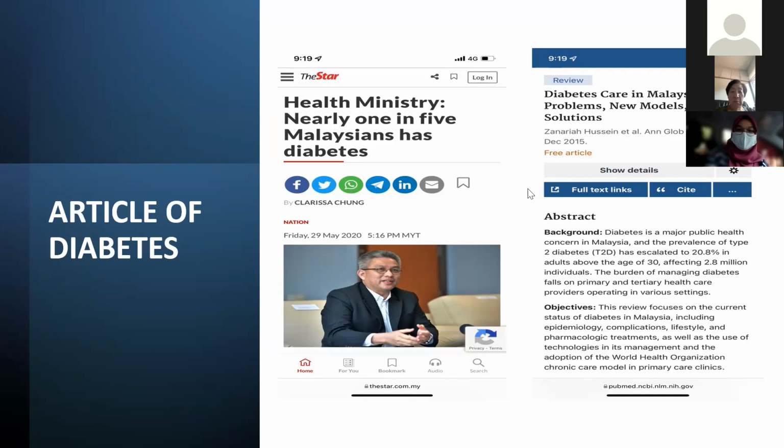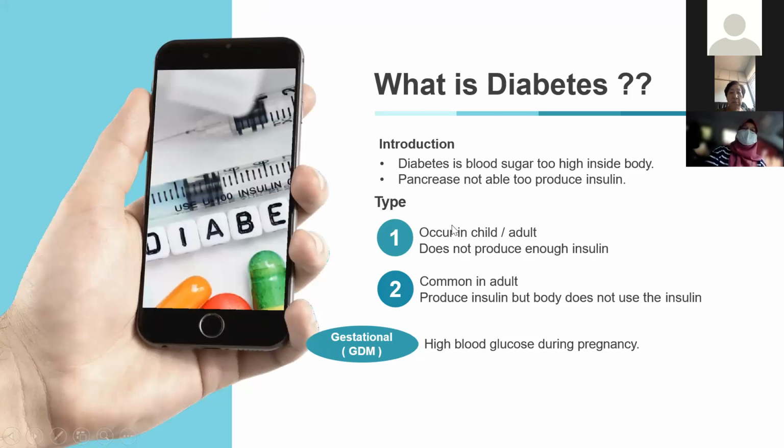Okay, so what is diabetes? You should know what diabetes is. If you don't know, then how do you want to control it, correct? Basically, diabetes is blood sugar that is too high inside your body. It doesn't mean that if you eat sugar, you have diabetes. No, it means that if your body cannot control the sugar amount inside your body, then yes, you can have diabetes. When this happens, your pancreas is not able to produce insulin. Later we'll go further into the pancreas and insulin. But again, diabetes is very high blood sugar in your body.